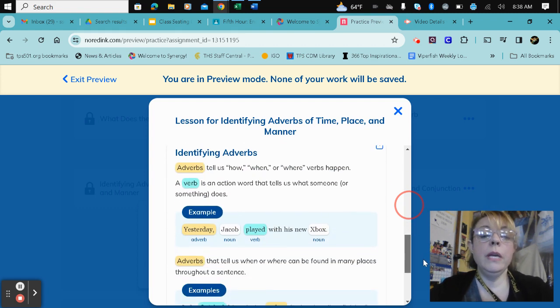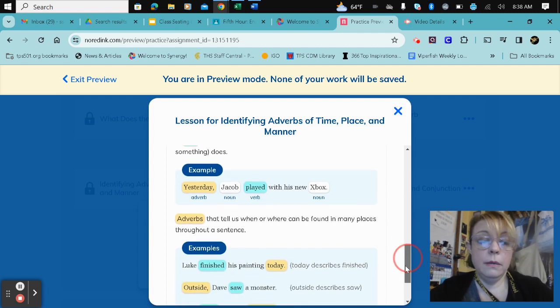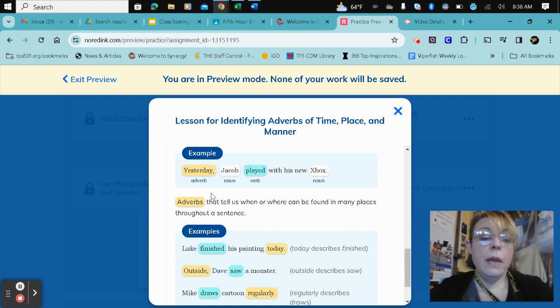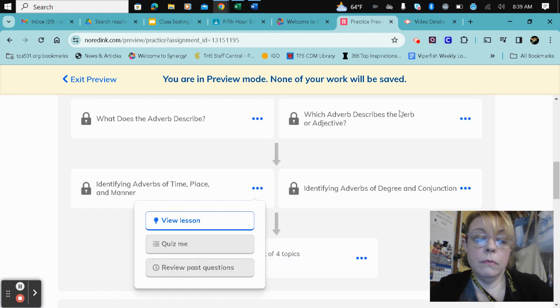Again, identifying adverbs. Adverbs tell us how, when, or where verbs happen. Again, and I know there's a lot. Oh, so here's a different one. Yesterday, Jacob played with his new Xbox. Oh, it's a different person. But know that these are nouns. New is an adjective. Played is the verb, and then yesterday is the adverb. Luke finished his painting today. Outside, Dave saw a monster. Mike draws cartoons regularly. Okay.